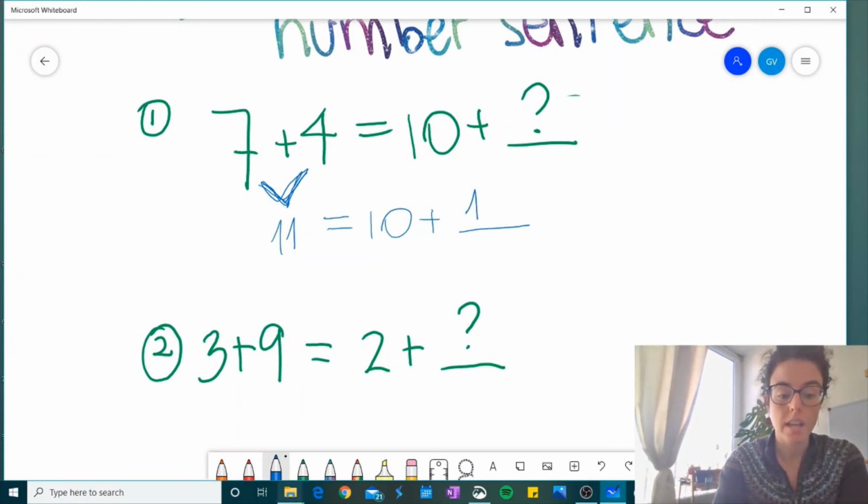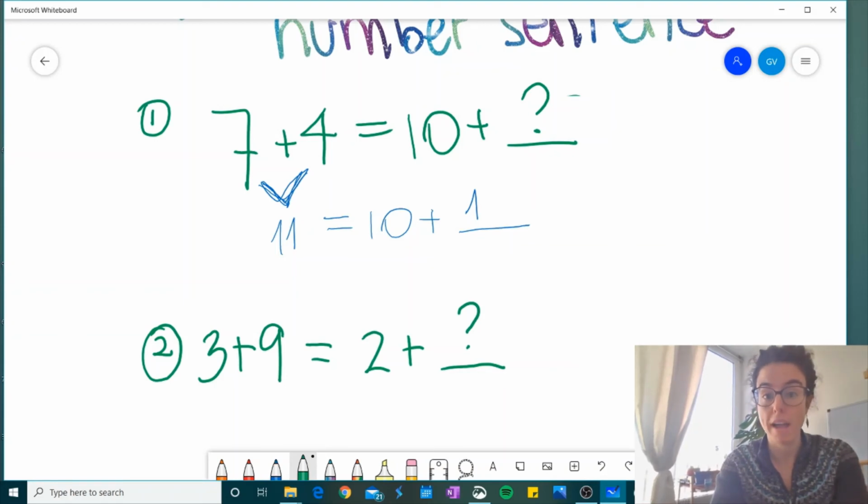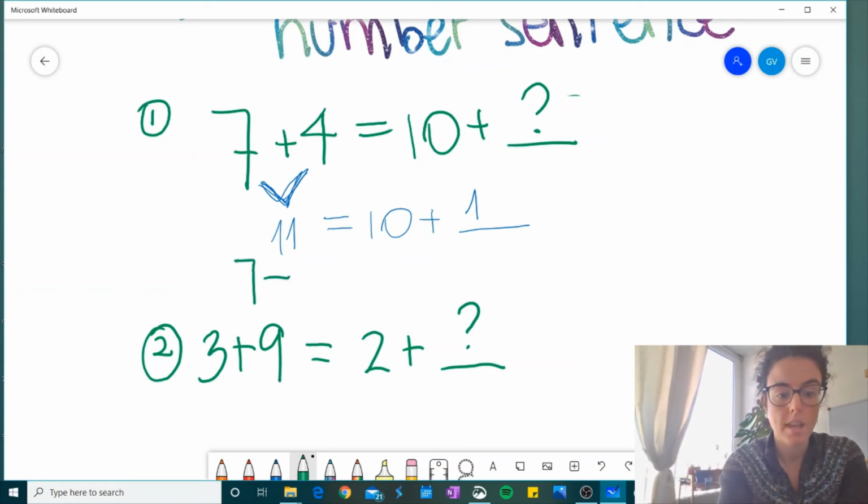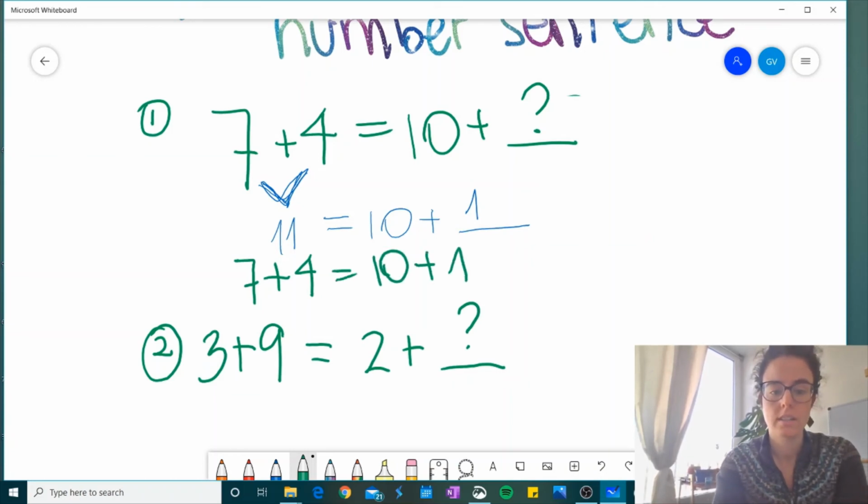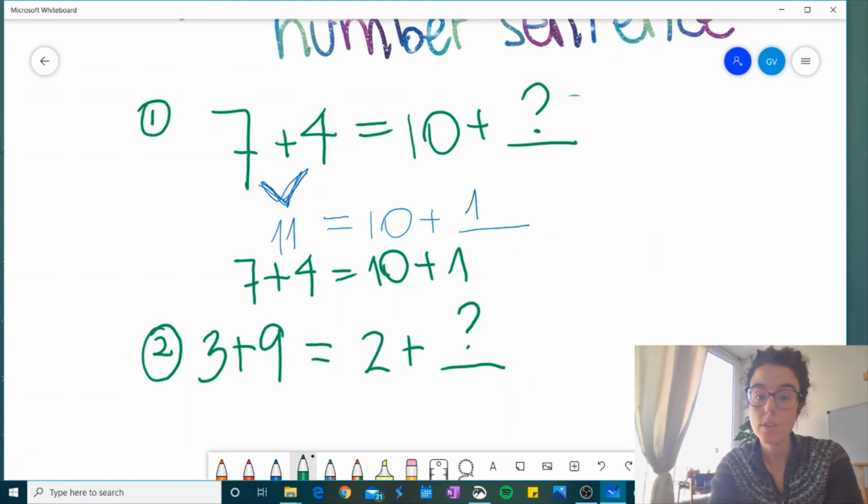So our number sentence, and remember, always write your balanced number sentence. It's going to be 7 plus 4 is equal to 10 plus 1. So you see 7 plus 4 is 11 and 10 plus 1 is 11. So it's 2 different ways, but the answer is the same.